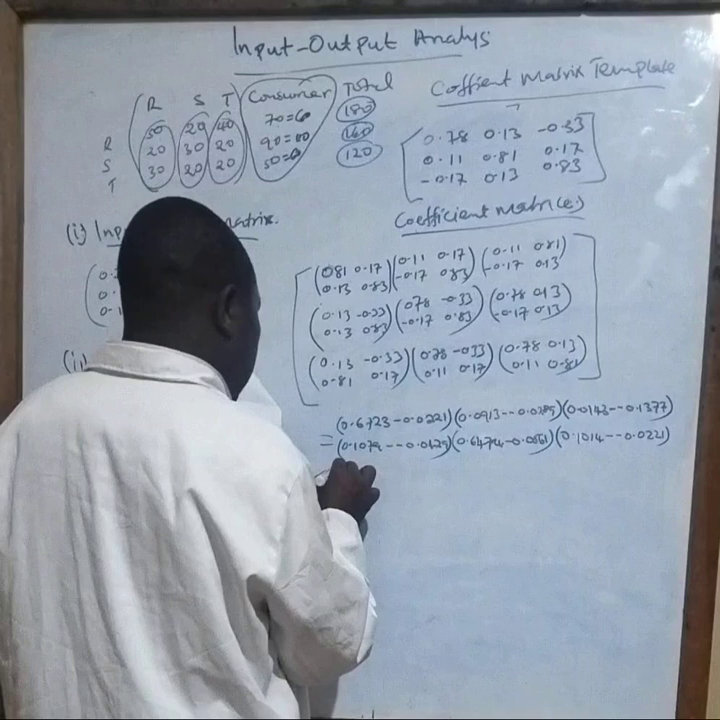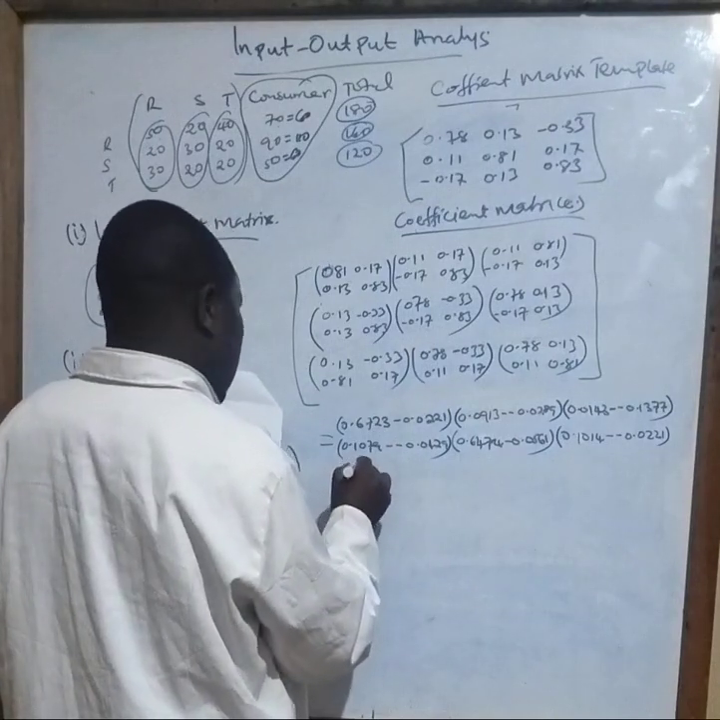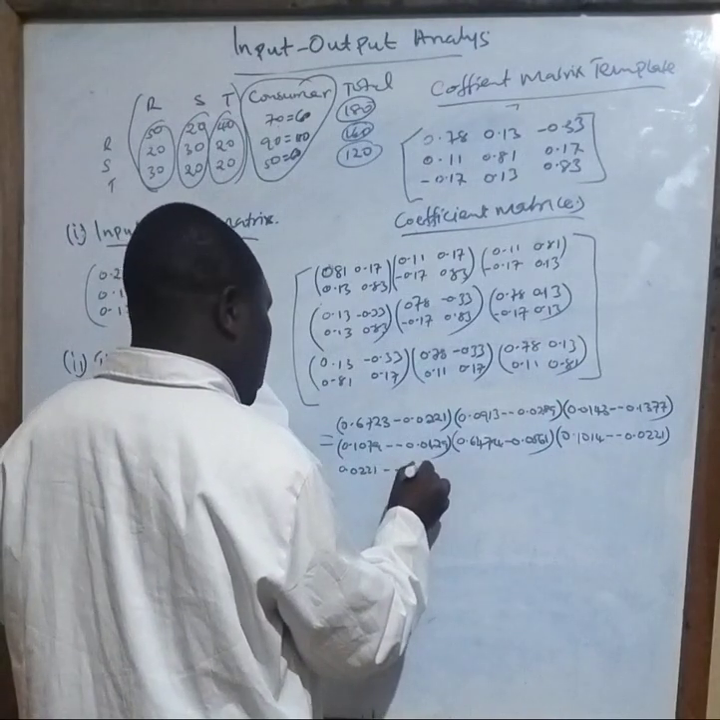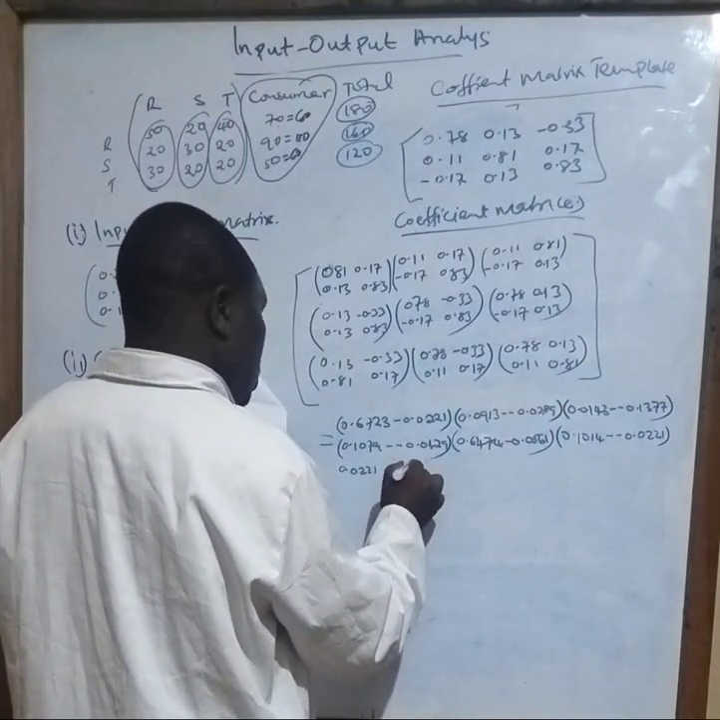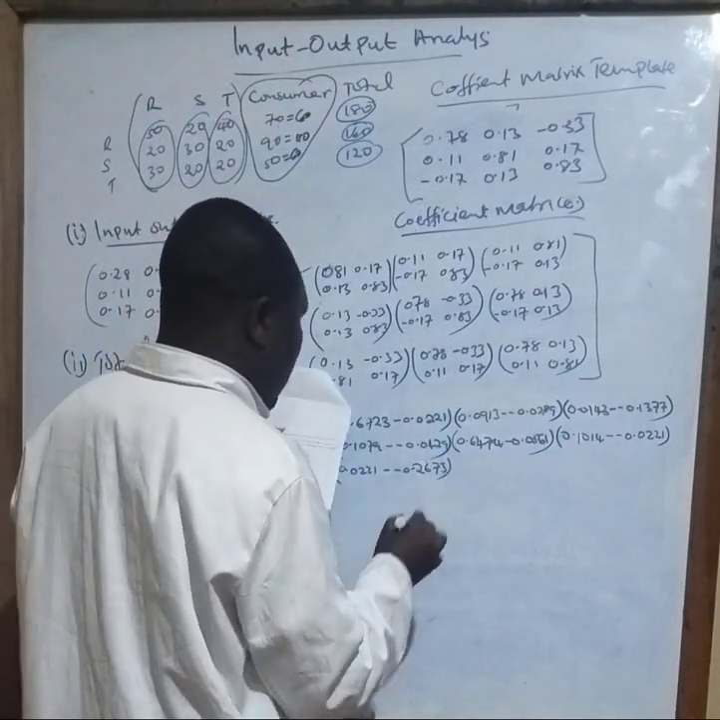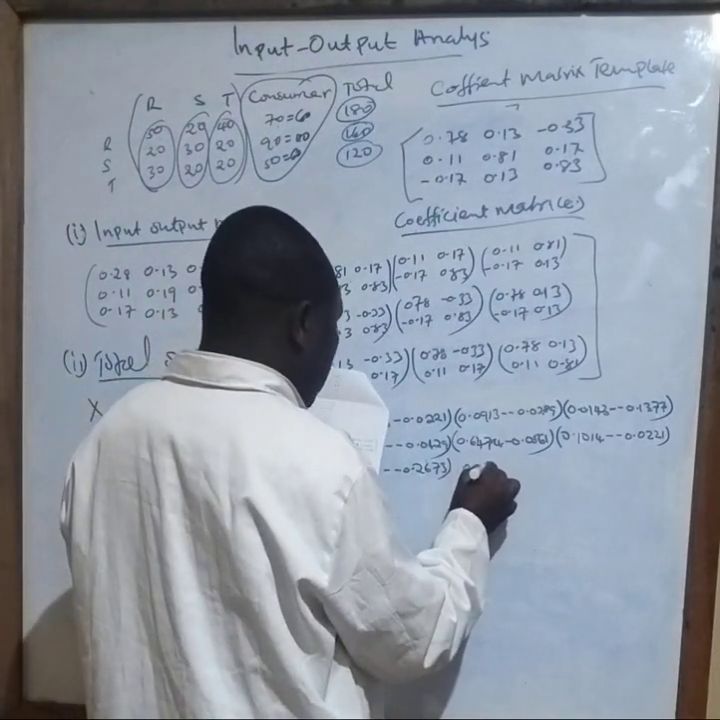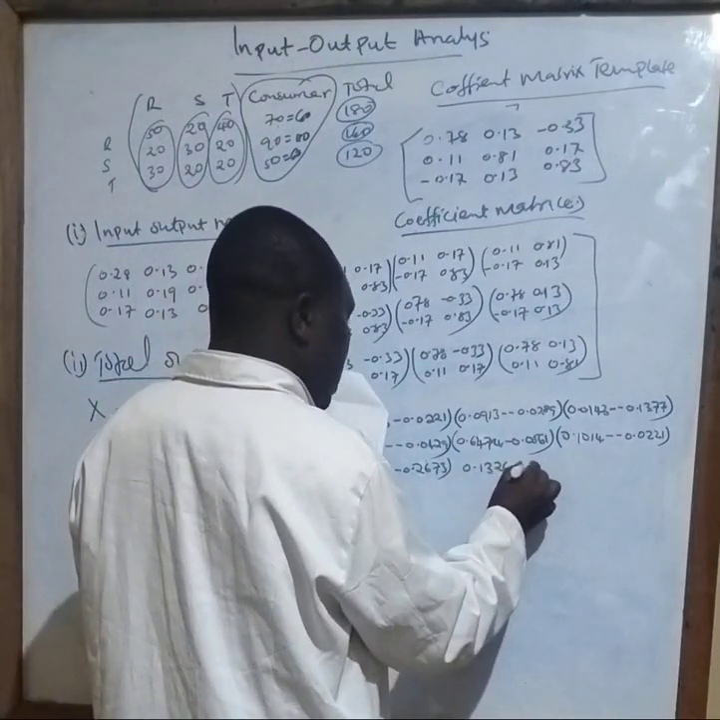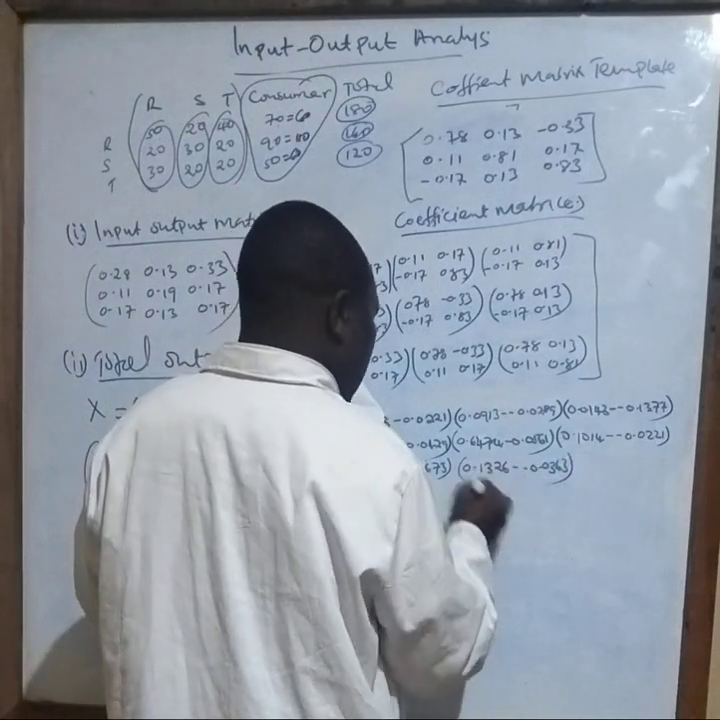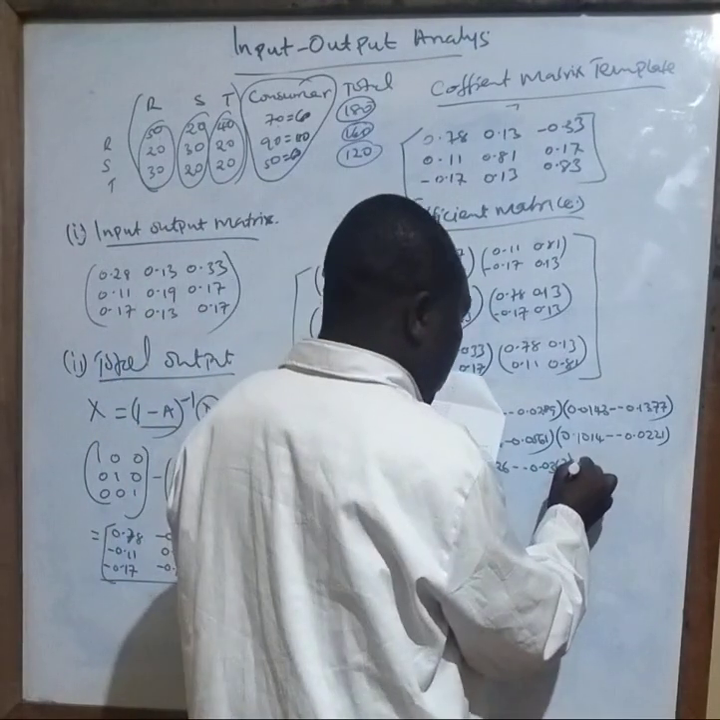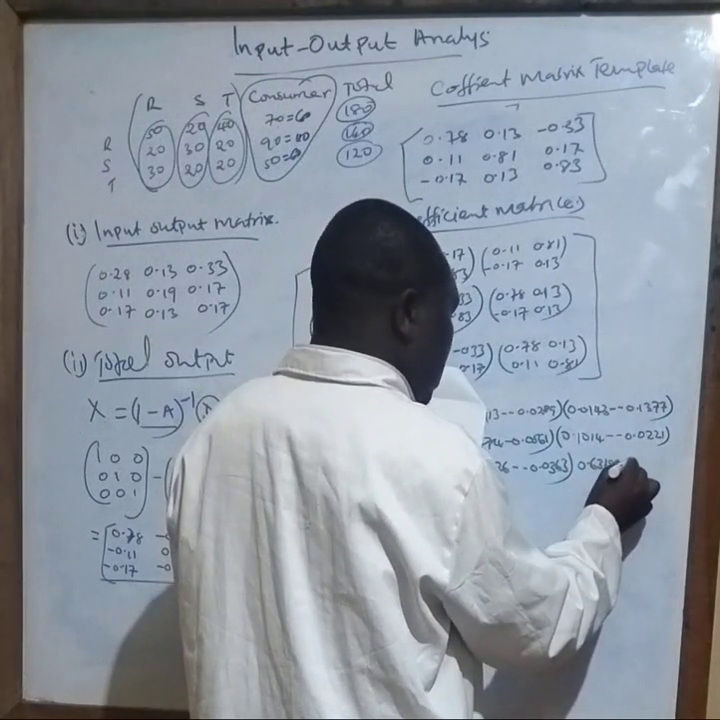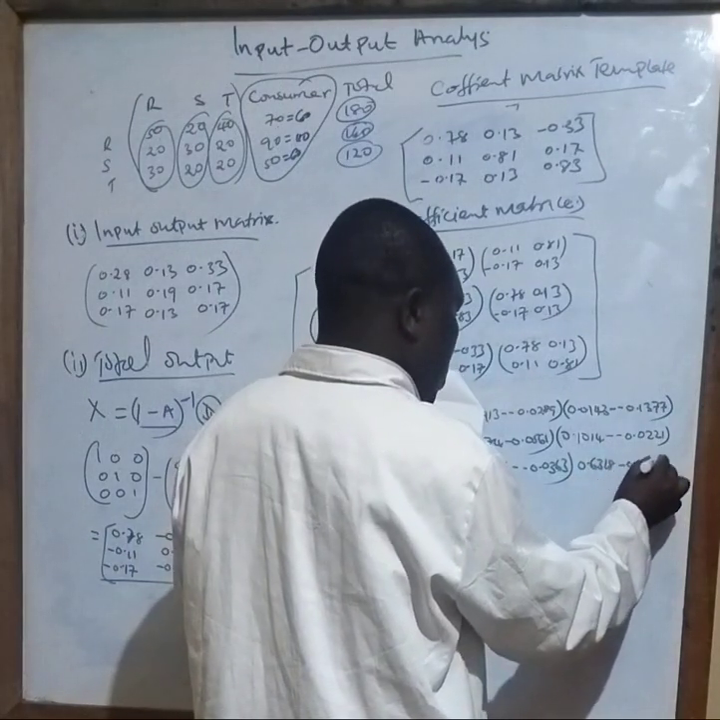Then the last part is 0.0221 minus 0.022673. The last part is 0.1326 minus 0.0363. Then the last one is 0.6318 minus 0.0143.